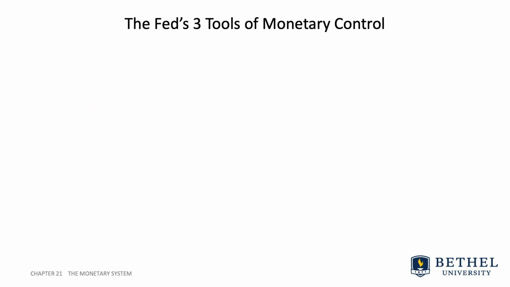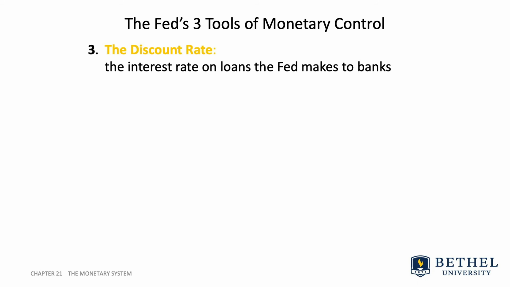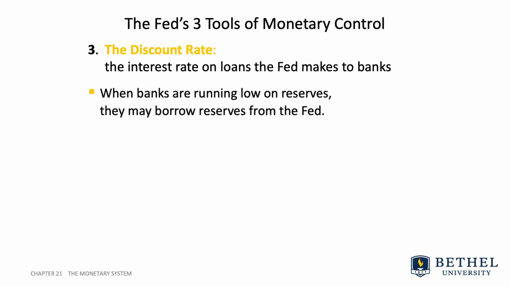The third tool that the Fed uses to increase money supply is the discount rate. Discount rate is the rate that the Federal Reserve charges other commercial banks for short-term loans. Sometimes these banks may run lower on reserves, so they may approach the Federal Reserve Bank to borrow from it. Discount rate is the rate that the Fed charges these commercial banks.